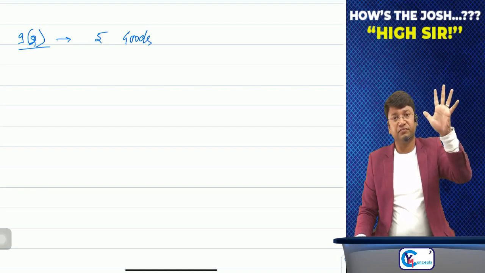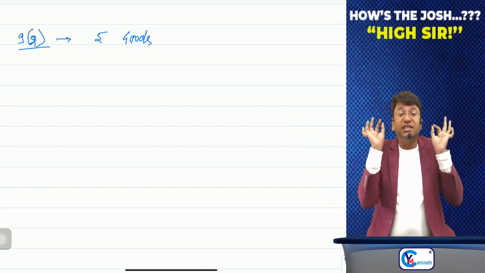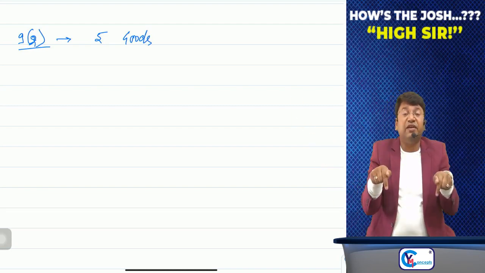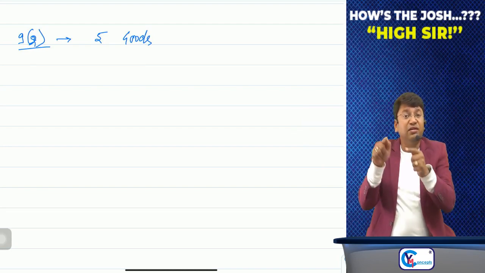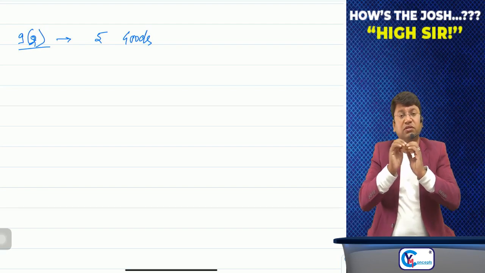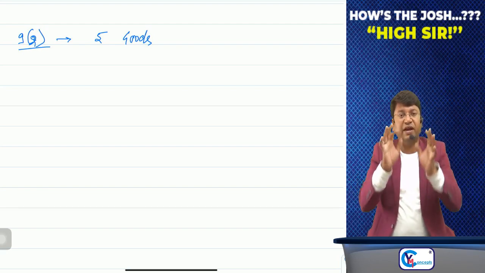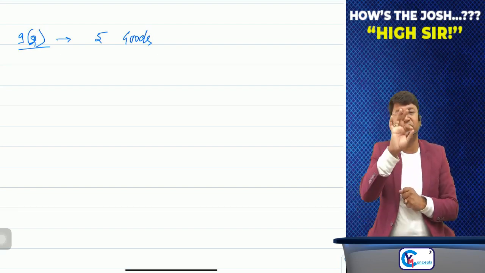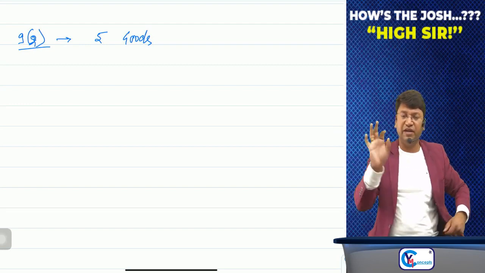5 goods. GST will not be levied on these 5 goods until it is notified by the central government on the recommendation of the GST Council, and as of now, these goods are not yet notified. Means these are the 5 goods on which GST is not levied as of now.